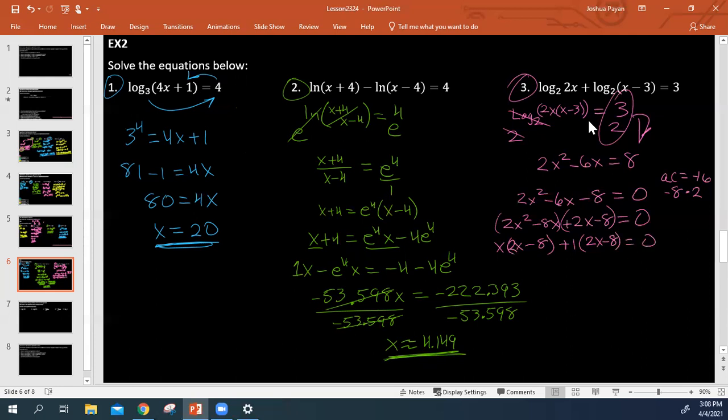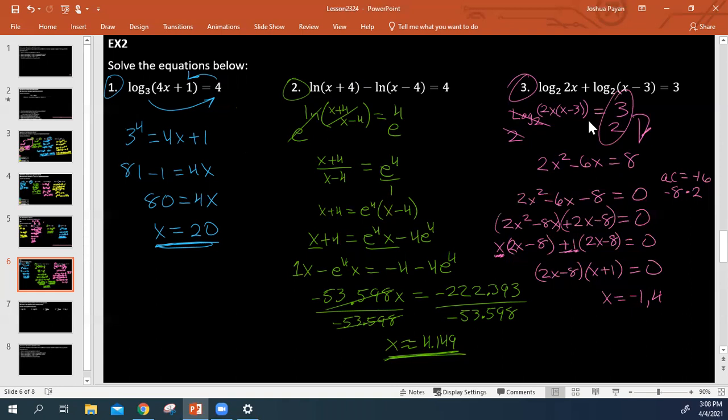Okay, and factor again. My GCF is going to be 2x minus 8, and that leaves me with x plus 1. So my two solutions are going to be, obviously the first one is negative 1, and our next one is going to be 8 over 2, that's going to be 4. Okay, so those would be my two solutions.